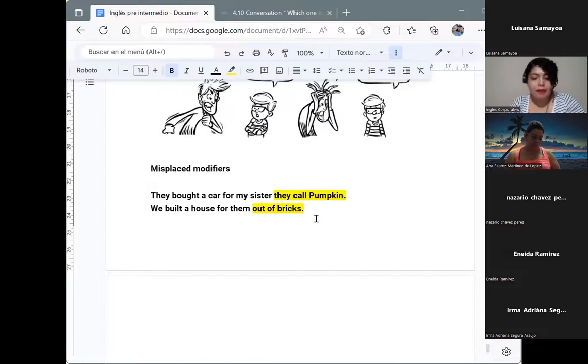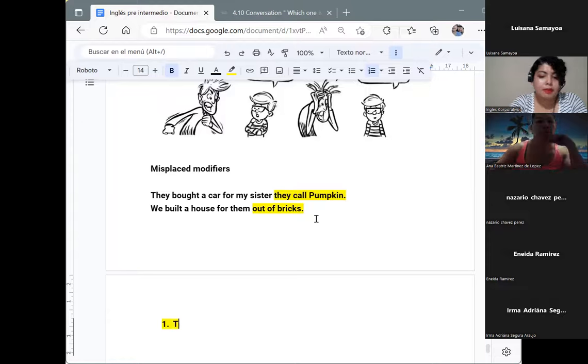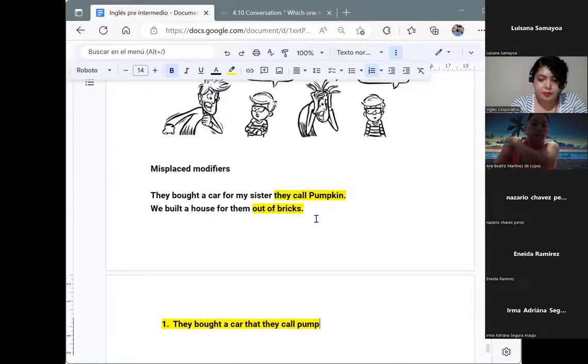Ahora, vamos a ponerlos en la forma correcta. ¿Cómo deberían de quedar estas oraciones de forma correcta? En la primera, vamos a ponerlo de esa manera. They bought a car that they call pumpkin for my sister.